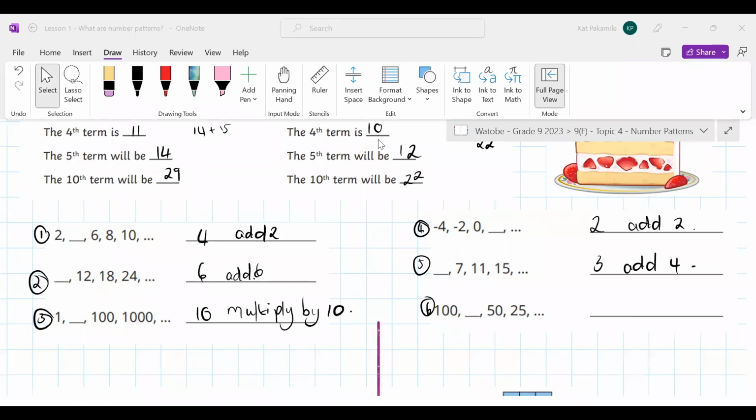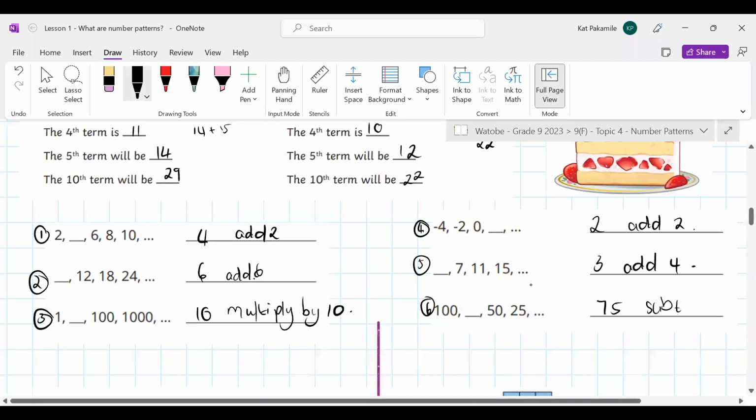Hi, Boniswa. Oh, Boniswa's not unmuted. There we go. Ma'am, we subtract 25. Okay, so what is missing? 75. Here we go. 75, and we subtract 25. Super. Thank you very much.